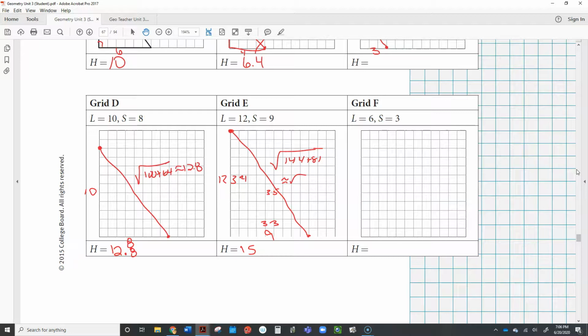Okay, 1, 2, 3, 4, 5, 6. 1, 2, 3. There's the hypotenuse. Uh-oh, I clicked that button again. I gotta quit clicking the button. My thumb is too close to it. So 6 times 3, that means the hypotenuse is the square root of 36 plus 9, which is 45, and the square root of 45 is 6.7.